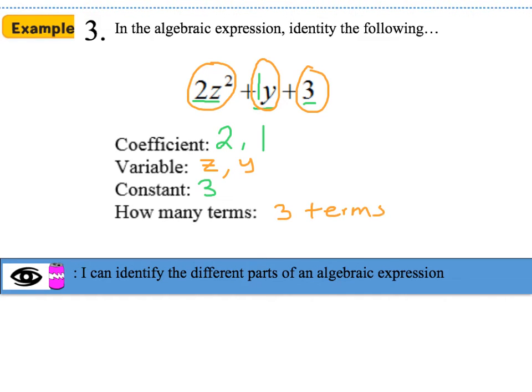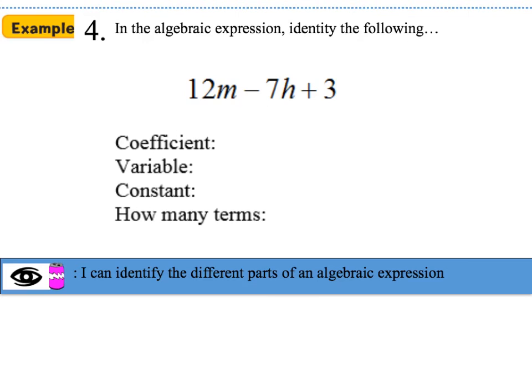And the three terms are 2z to the second power, 1y, and 3. Those are the three terms. For example 4, it says, in the algebraic expression, identify the following.